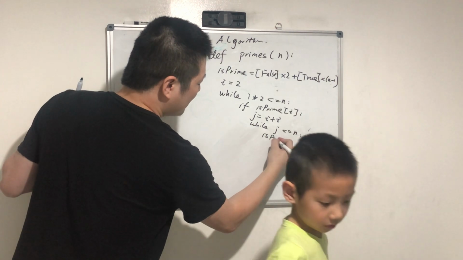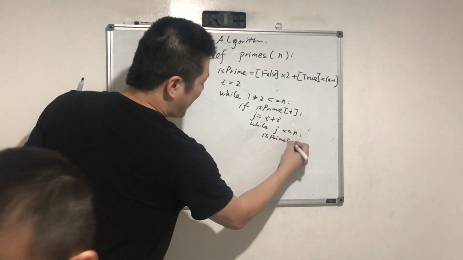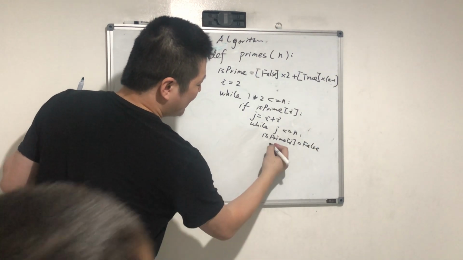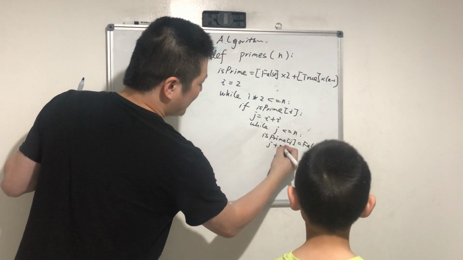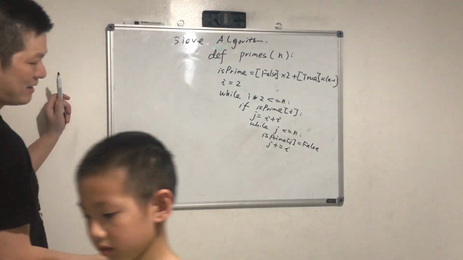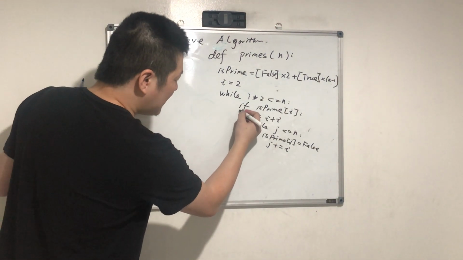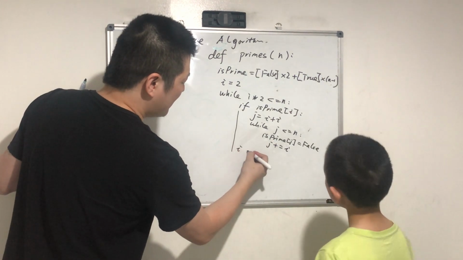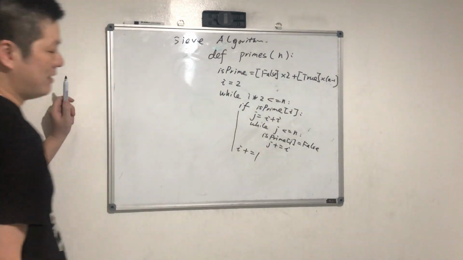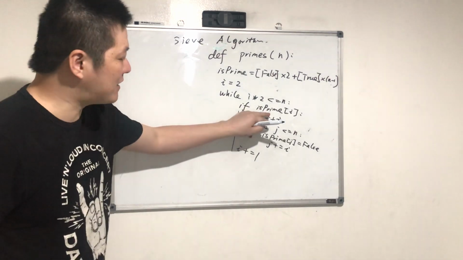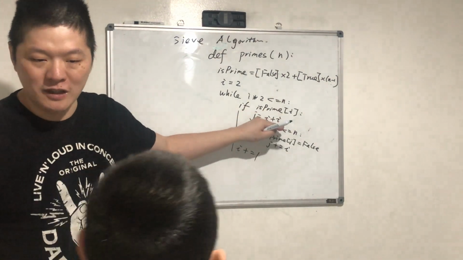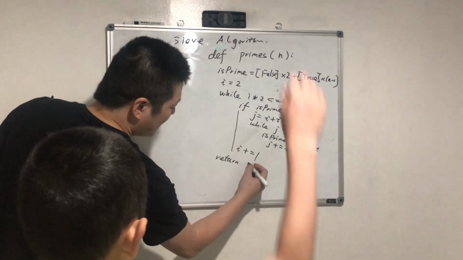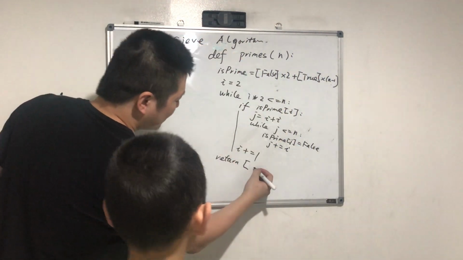is_prime[j] will be false, right? And then j plus equals i. And if it's not a prime number, what should we do? We just simply i plus equals 1. And after this, if is_prime is true, then we know it's a prime number. So we can do this. Return, bracket, like the syntax.